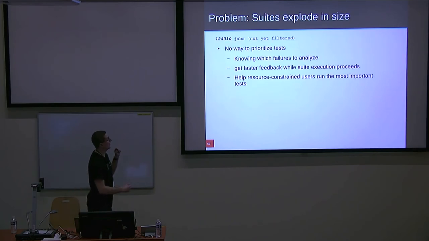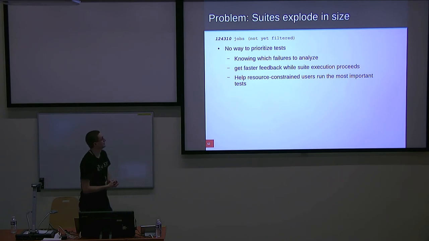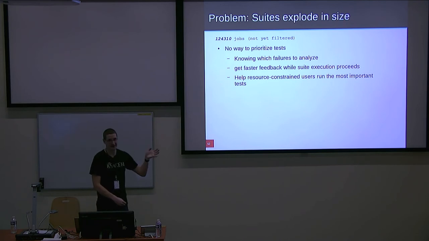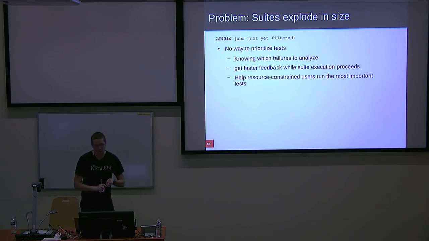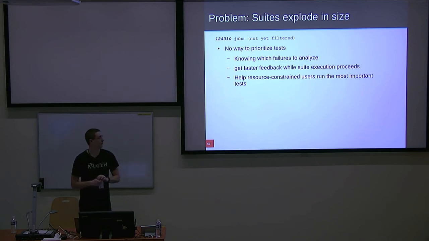A big problem for a while that we've mostly mitigated is that suites have really exploded in size. They're a geometric combination of all the fragments. So the Rados suite, last time I checked this, was well over 100,000 possible jobs. And there's not really any way to prioritize running those tests, to know if 15 things failed which is the most important, to say, okay, here are the fastest tests and I want to get feedback from them really quickly while working on longer-term ones, or for resource-constrained users to know which tests are most important to run.